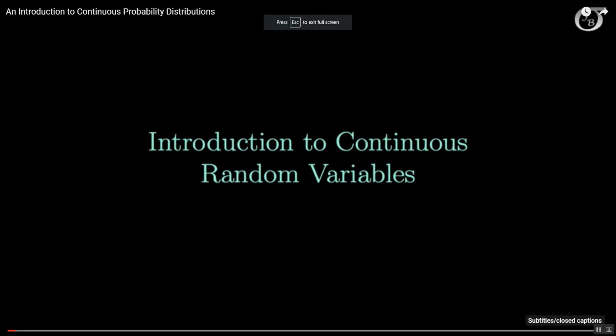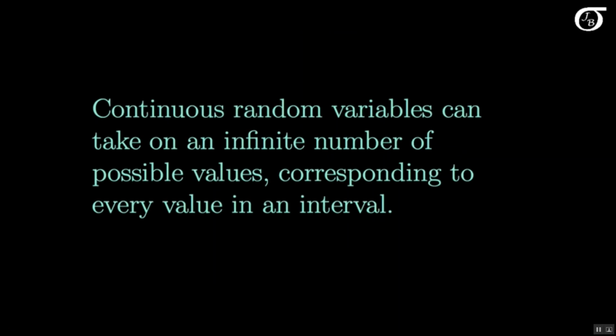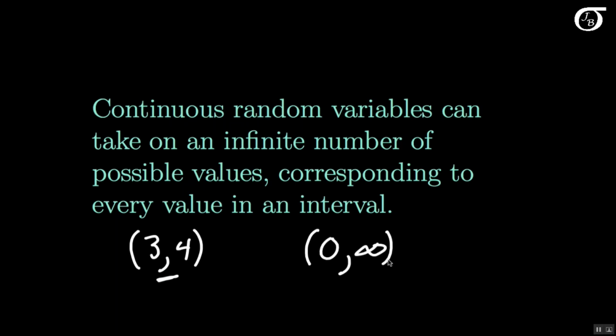Introduction to continuous random variables and continuous probability distributions. Continuous random variables can take on an infinite number of possible values, corresponding to every value in an interval. For example, we might have a random variable that takes on any value between 3 and 4. Our random variable might take on the value 3.1 or 3.12 or 3.1278694 or 3.8 or what have you. Any of the infinite number of values in between 3 and 4. Or a common one that we see, we have a random variable taking on any positive value, so any value between 0 and infinity.